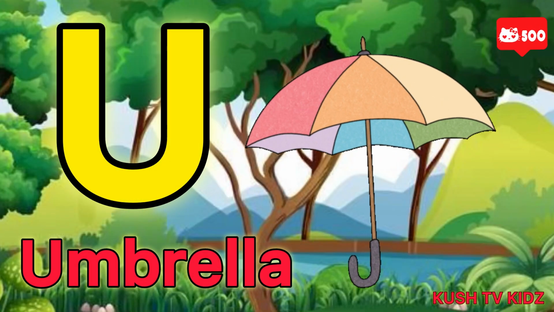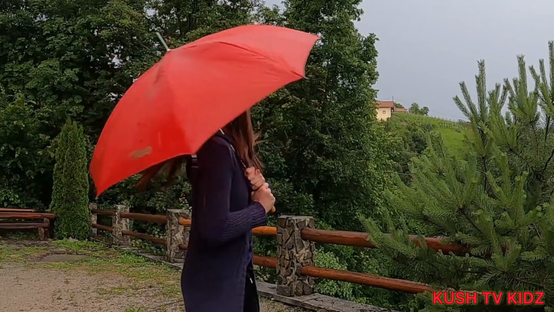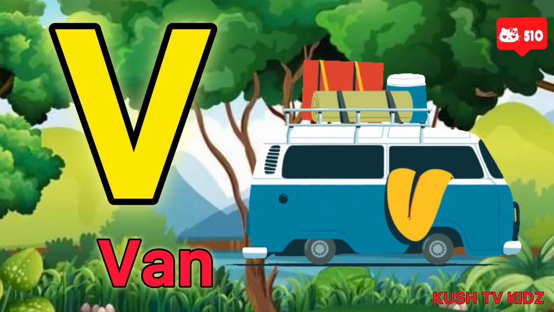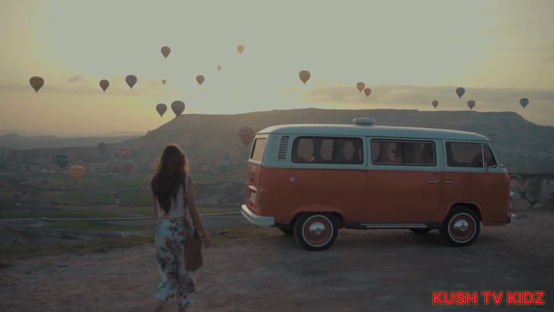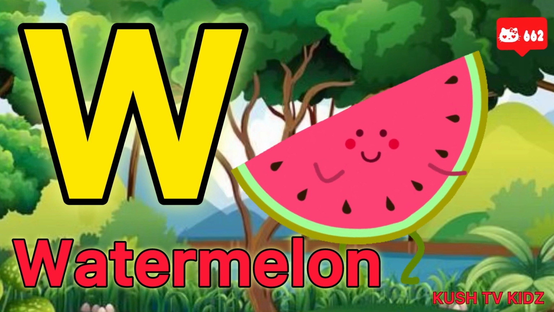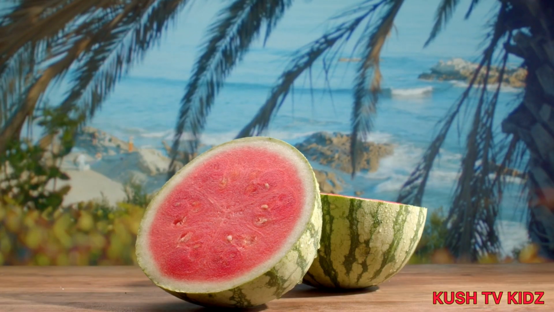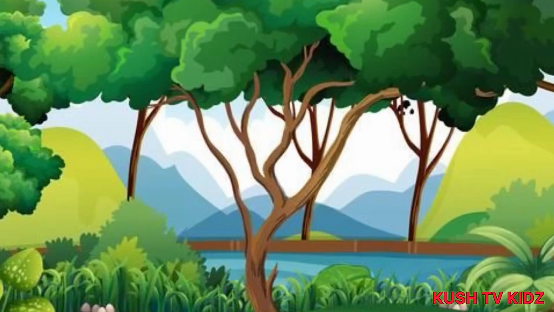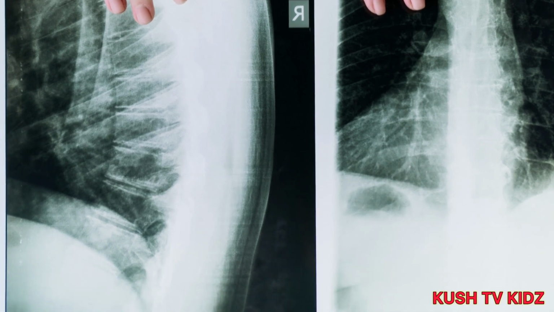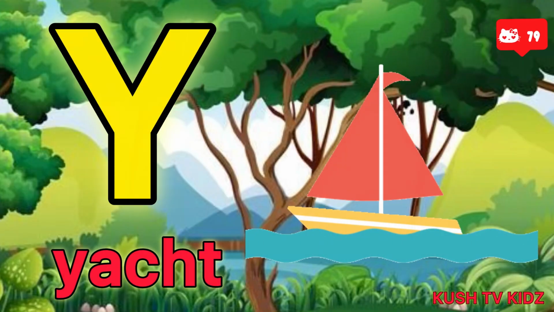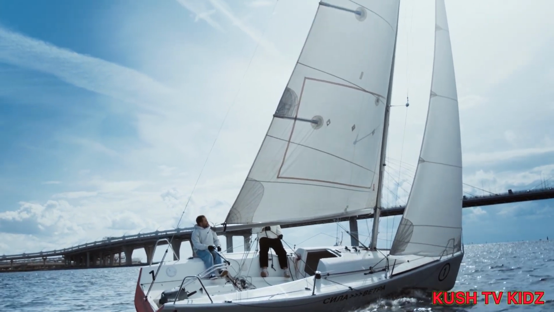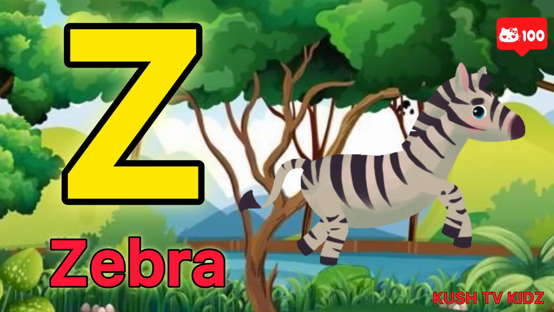U for umbrella. V for van. W for watermelon. X for X-ray. Y for yacht. Z for zebra.